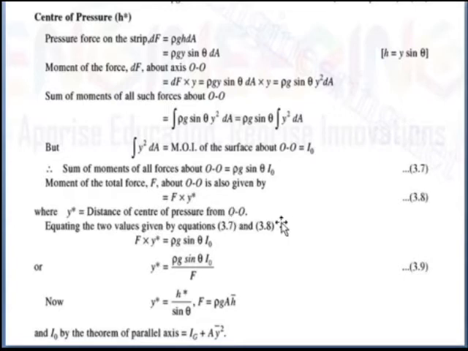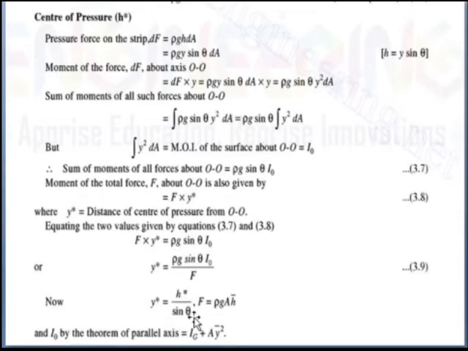Now we equate these two terms: the sum of the moments of all the forces about OO and the moment of the total force. That is, F into y star is equal to rho g sin theta I naught. Then y star is equal to rho g sin theta I naught upon F. But we know the relation y star is equal to a star upon sin theta.